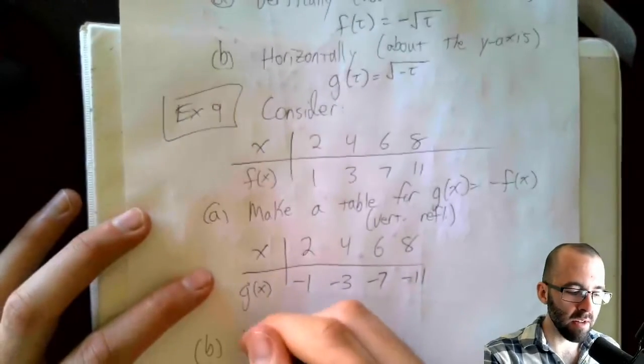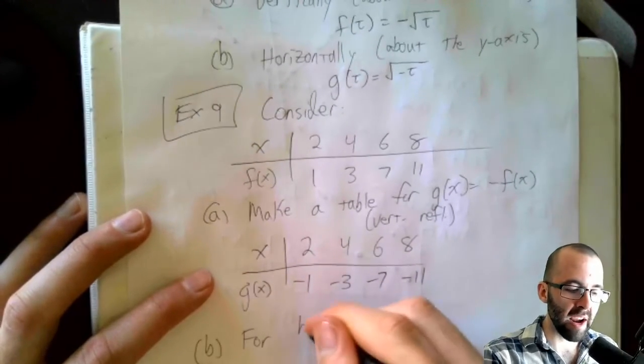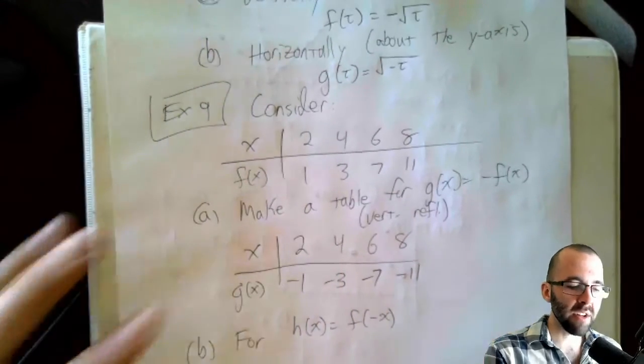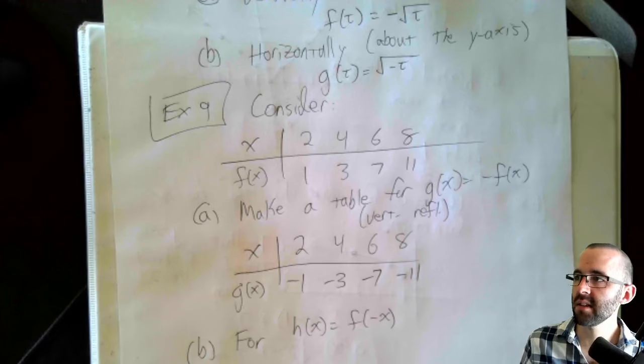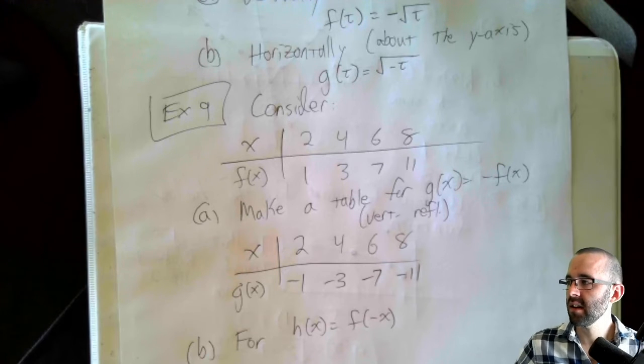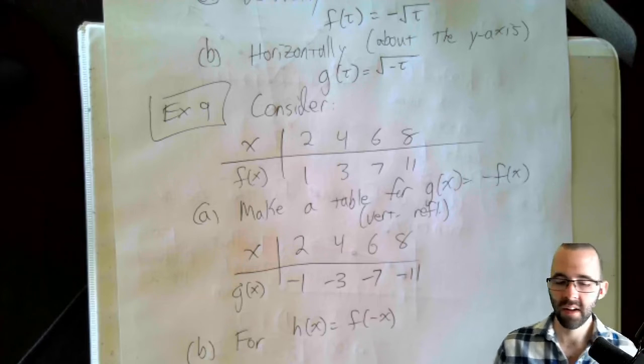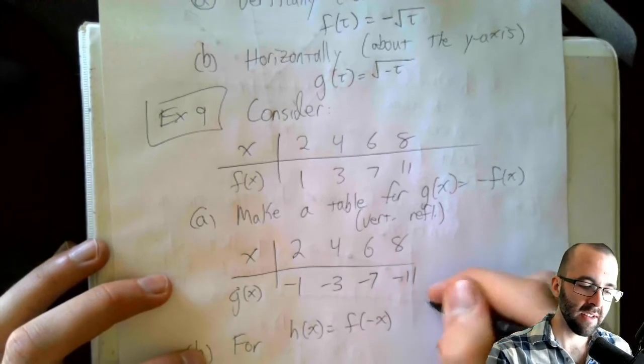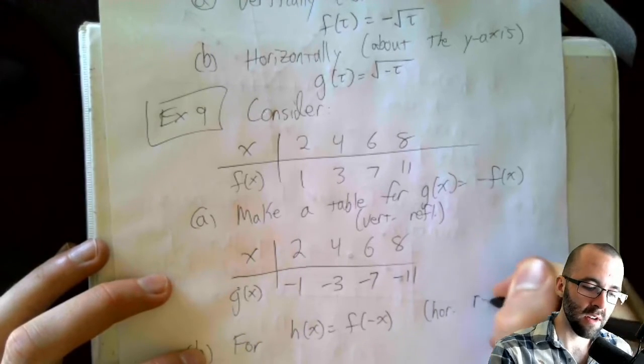Part B, what about h of x is f of negative x? What transformation is this? Well, this is just a horizontal flip, right? This is a horizontal reflection.